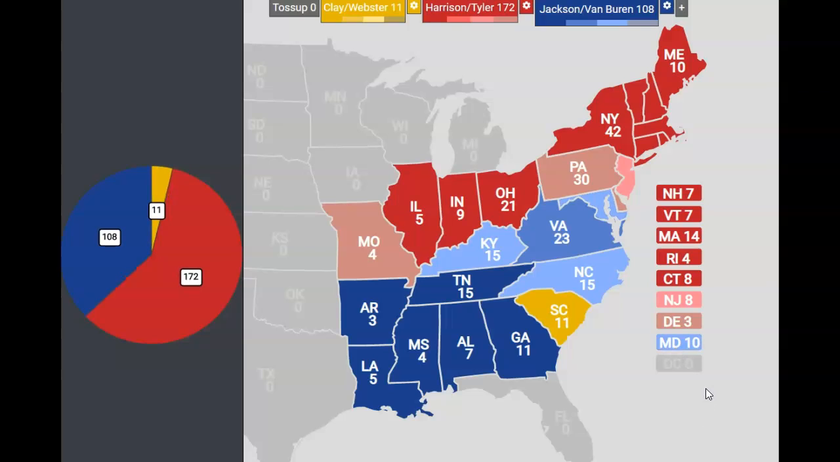So here you guys go. William Henry Harrison wins this election. This is the first election where we clearly see that North and South divide right there. The first election, I think. Harrison wins with 172 electoral votes. Jackson comes in second with 108, and Henry Clay with 11.